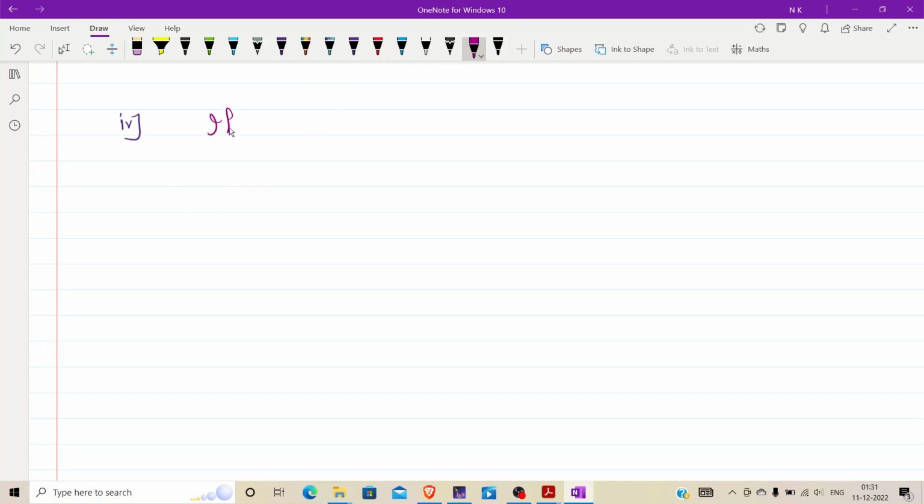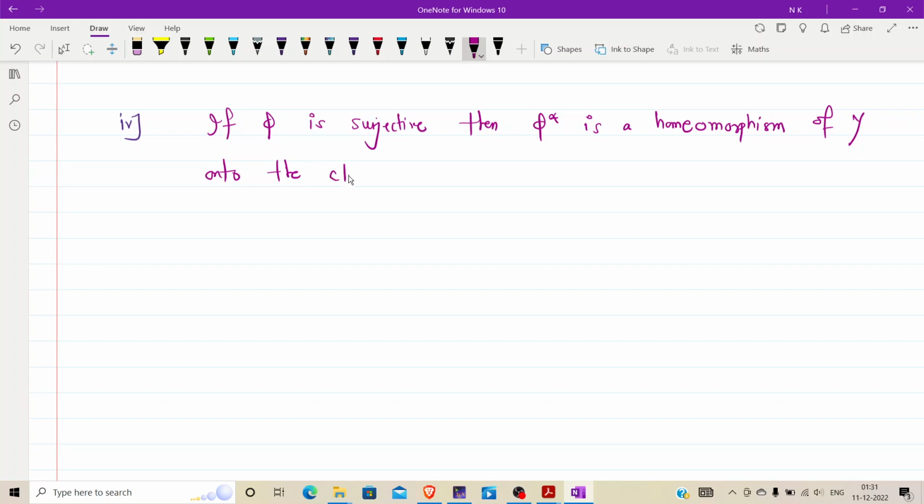If phi is surjective, then phi star is a homeomorphism of Y onto the closed subset of V of kernel of phi of X. Okay, so let's go to the proof now.